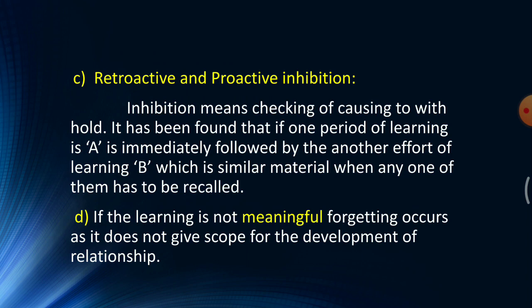It has been found that if one period of learning A is immediately followed by another effort of learning B, which is similar material, then when any one of them has to be recalled, there is difficulty. For example, a musician learning a new song may find it more difficult to recall an older, previously learned material. If the learning is not meaningful, forgetting occurs as it does not give scope for the development of relationships.